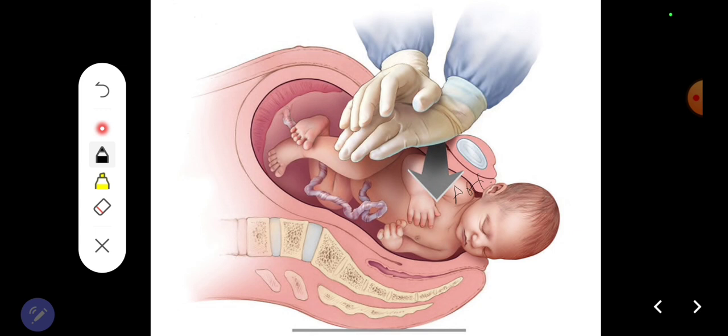One doctor will be at the head for gentle axial traction, and the assistant will be at the abdomen for suprapubic pressure. The suprapubic pressure will be from the back of the baby, specifically the posterior aspect of the anterior shoulder. The fetal back is demarcated, and abdominally at the suprapubic area, the assistant will do the suprapubic pressure.